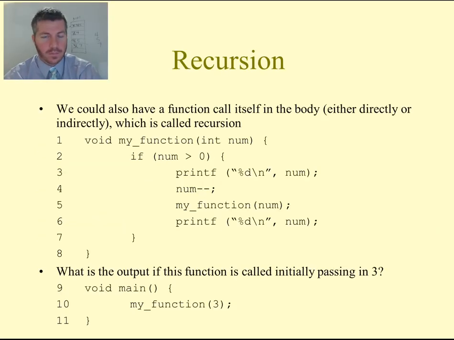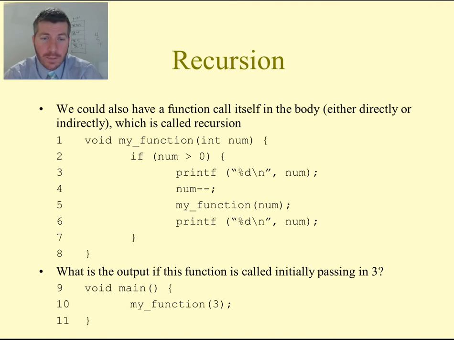Okay, moving on now to today's topic of recursion. The way that recursion works, so we've seen that we have had a function which is able to call another function. However, we can also have a function call itself. When a function calls itself in the body of the function, either directly or indirectly, this is called recursion.